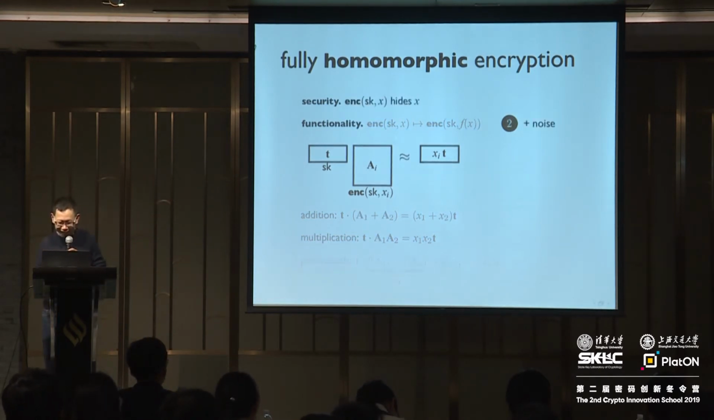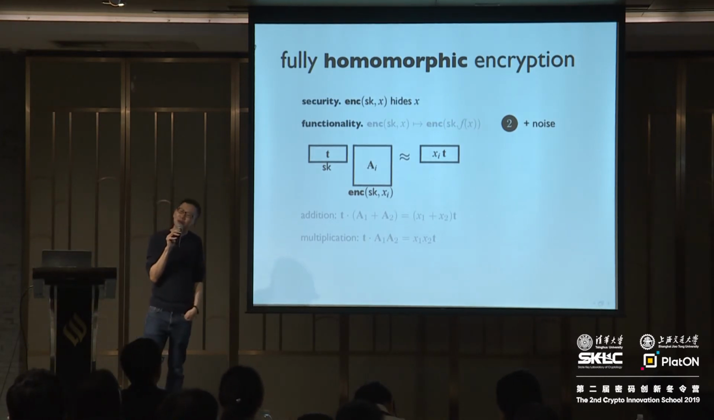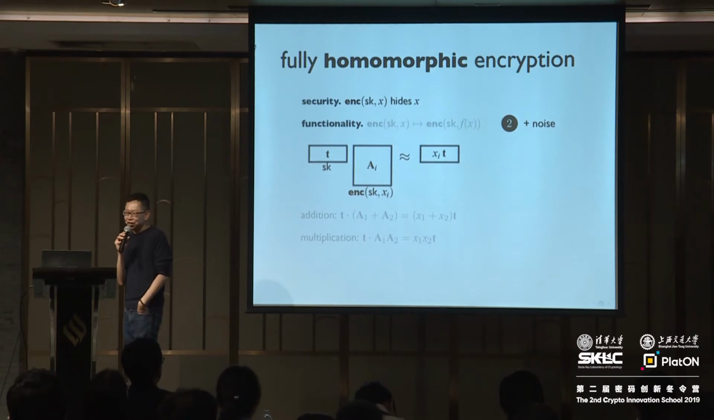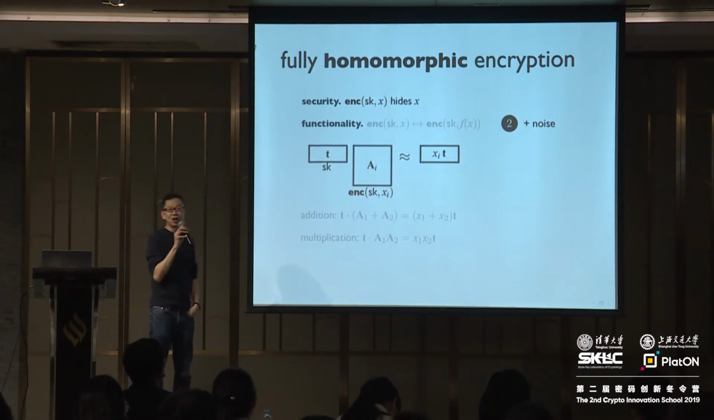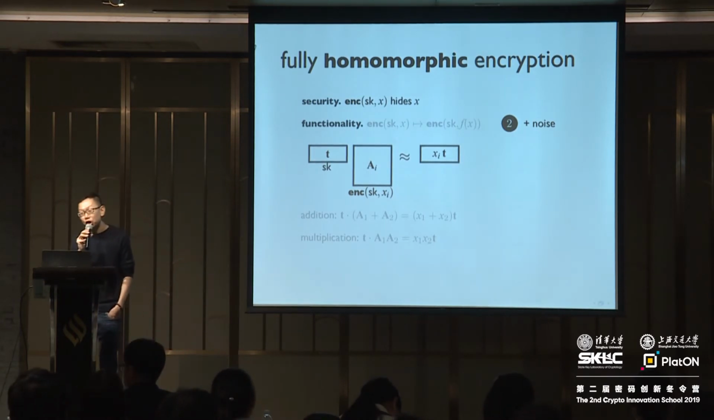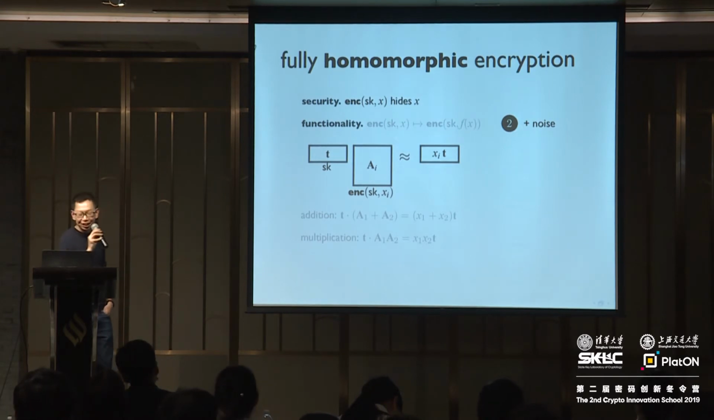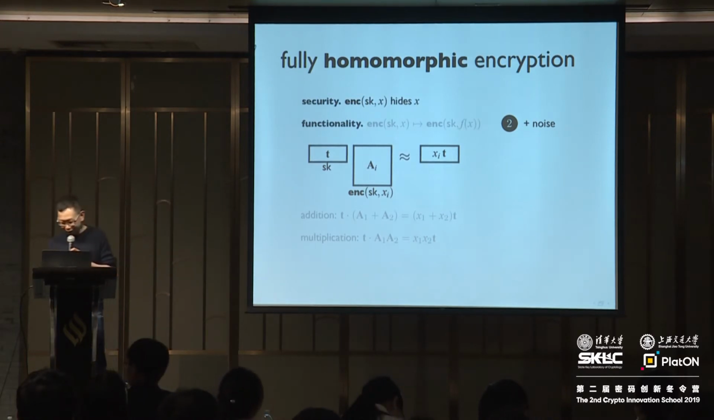Okay. Alright, so now we need to solve our second problem. So I'm going to show you how to modify this scheme so that you satisfy security, so that encryption of x hides x. But along the way, we're going to ruin functionality. So I'm going to give you a secure encryption scheme that is no longer fully homomorphic. Alright? And then we'll see in the third step how to restore functionality in a way that preserves security as well. Okay? Alright, so here's the basic idea.